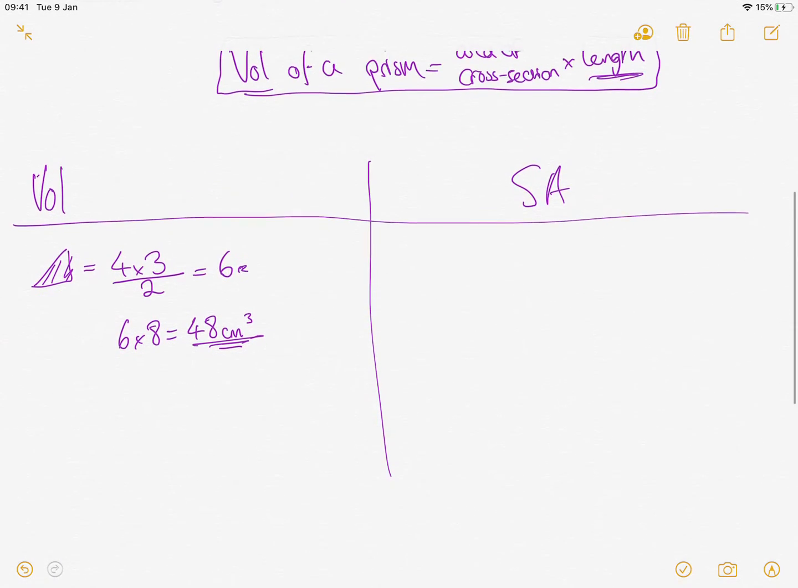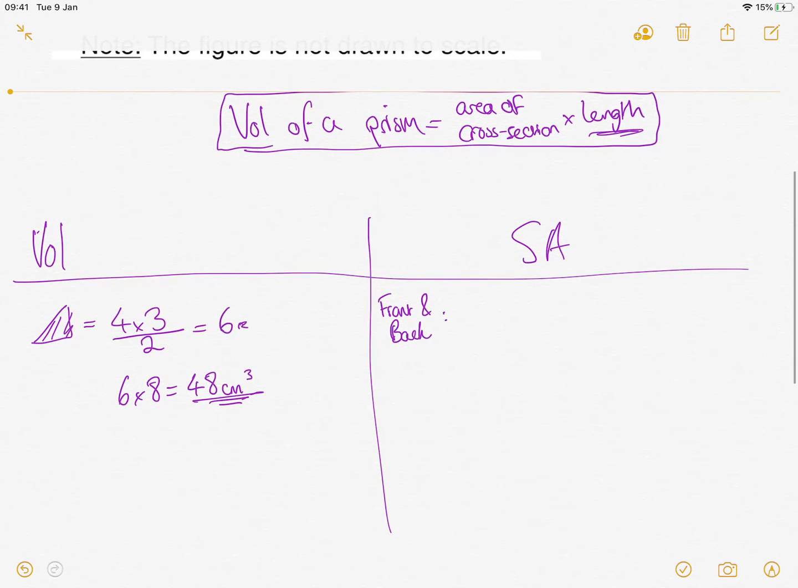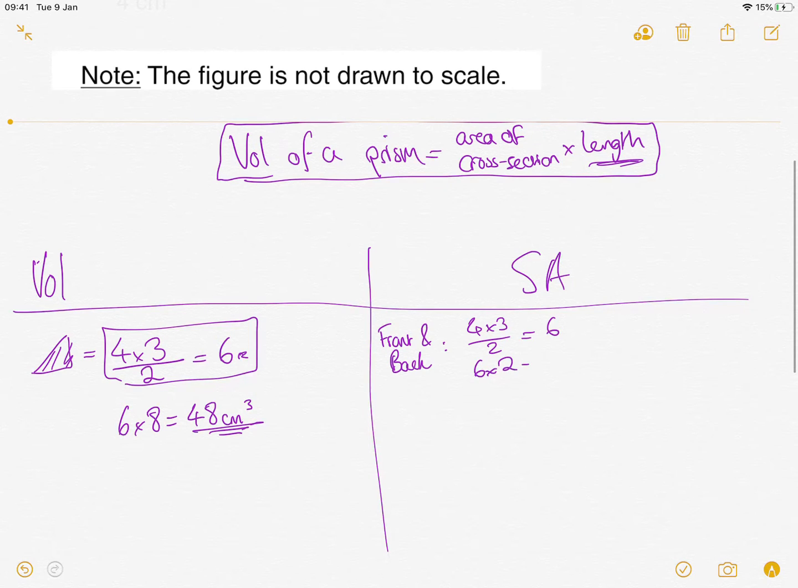So I'm going to do it similar to last time, front and back. Well, my front, I've actually already worked out the front area here. It's 4 times 3 over 2, which is 6, and then I need to times it by 2 because there's a front and a back. So that will get me 12 centimeters squared. I've got my front and back.